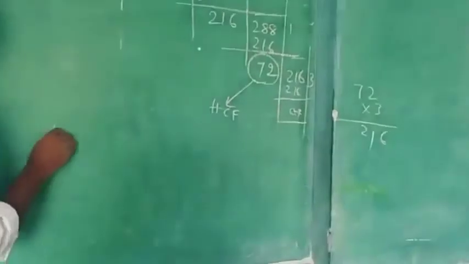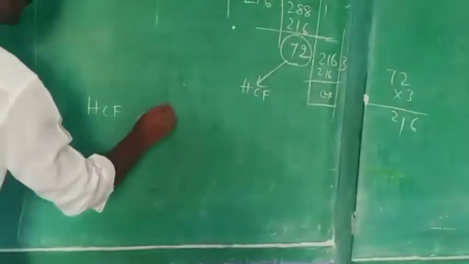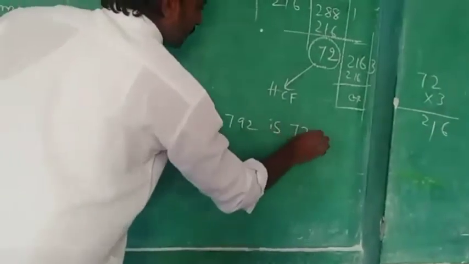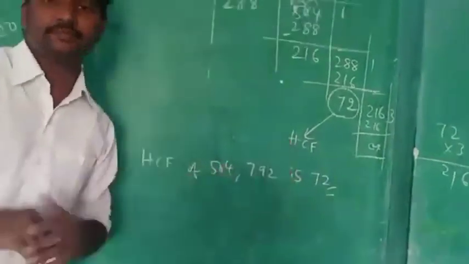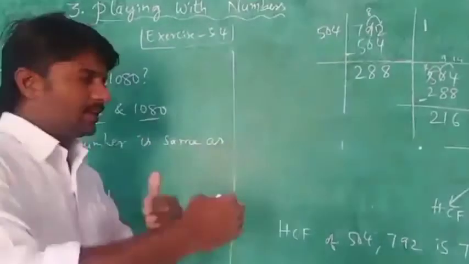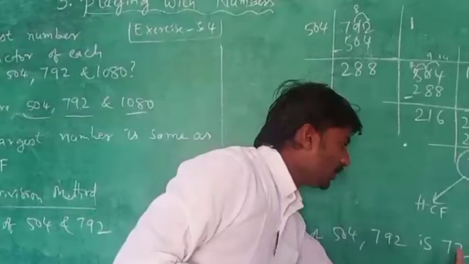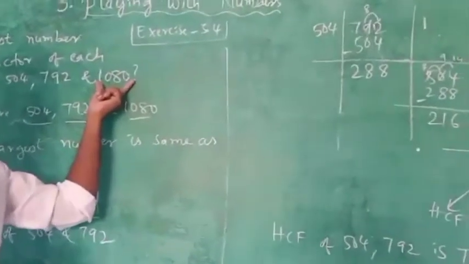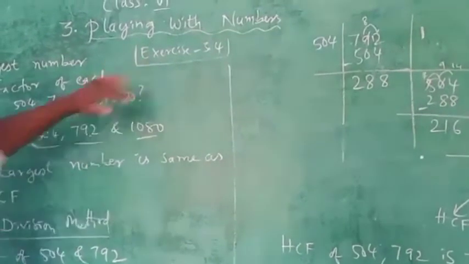So now let us get HCF of 504 and 792 is how much here? 72. Problem not yet finished. It is not yet completed. Again what to do here? Second case. Finding the HCF of 72 and 1080. Understood? Once you go through, I will explain.